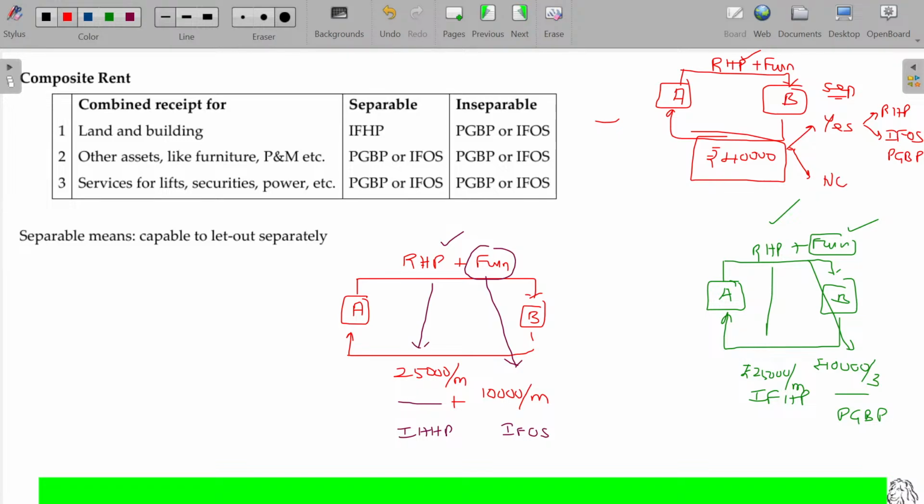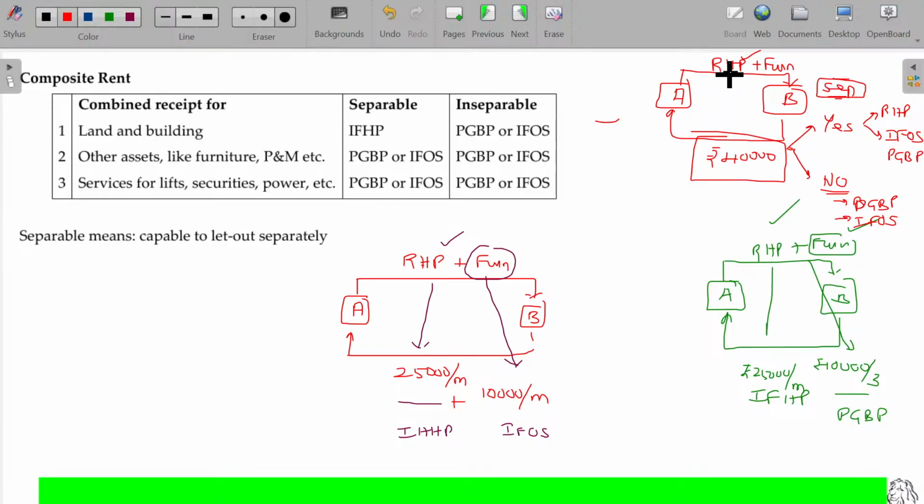Then the question arises: are you doing this as a business, or now and then, rarely? If you are doing it now and then, rarely, then it falls under income from other sources. No, sir, this service apartment concept is designed, I am doing it seriously as a business. Then it will come under PGBP.